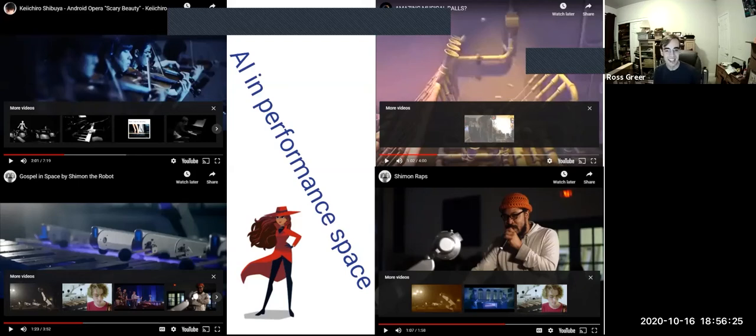There's a whole lab dedicated to developing AI that can accompany and create its own songs. And there's one thing, I don't know if anyone caught it, in the Gospel in Space track. Did you notice that the drummer's right arm had a third drumstick? I'll try to go back to that moment. Actually, I'm not good with my meeting control, so I won't. But we're going to look at that in a second.